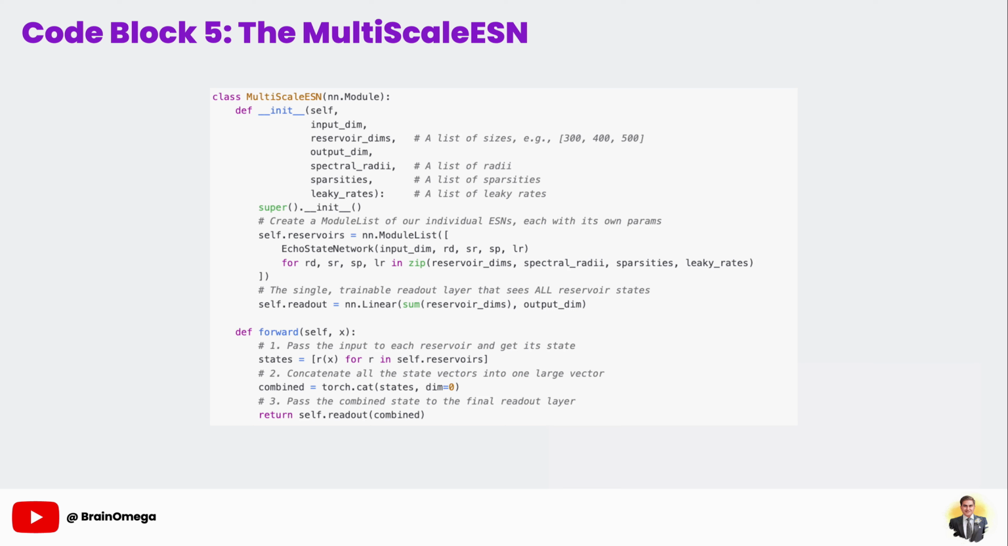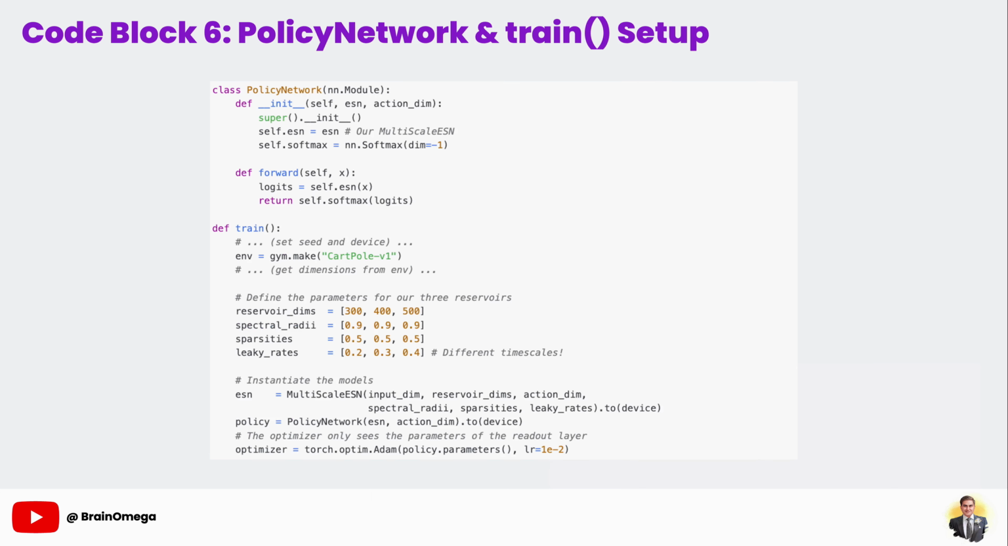The forward pass is just as elegant. It passes the input X to each reservoir in the list, collecting their individual state vectors. It then uses torch.cat to concatenate these state vectors into one single large superstate vector. This combined vector, which contains information at multiple timescales, is then passed to our trainable readout layer to produce the final output scores.